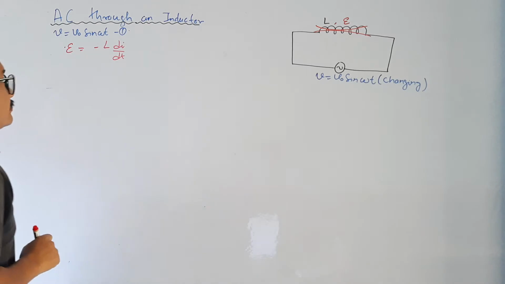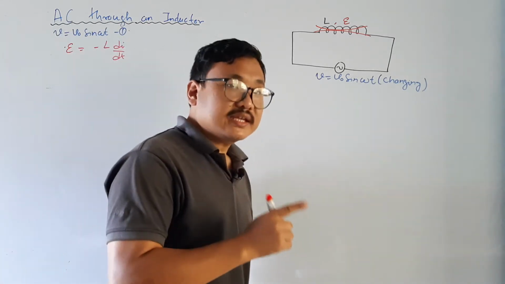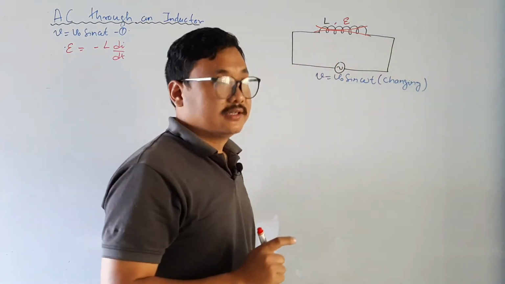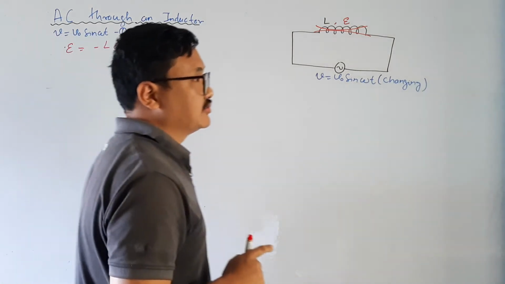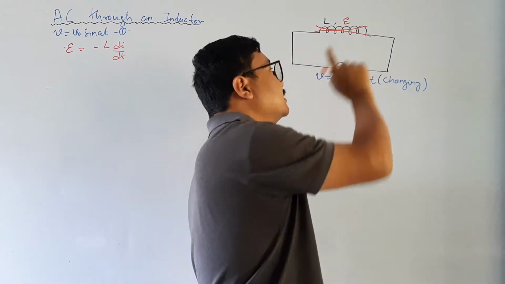We have studied this. What is L? L is the inductance of this inductor. What is I? I is the current. And what is di by dt? The rate of change of current in this circuit.